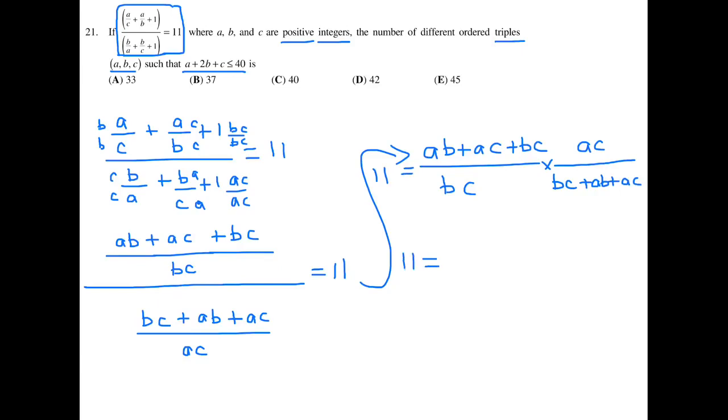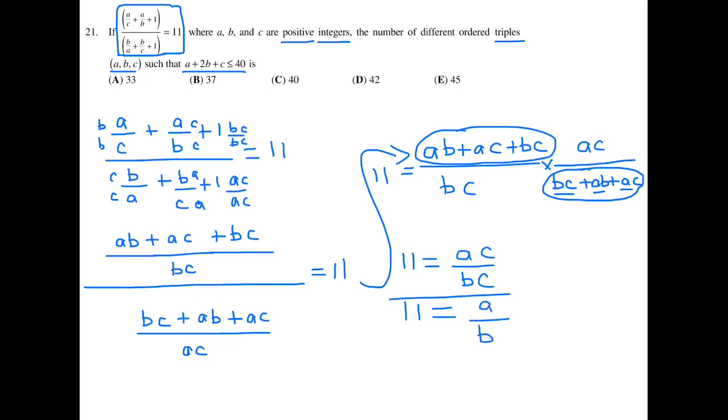Now the good news here is that this is the same as this, right? ab, ac, and bc. So those cancel. So you're left with just ac over bc. And the c's cancel here, so you're just left with a over b is equal to 11. So we've simplified this big equation into just this one. So that's going to help us.